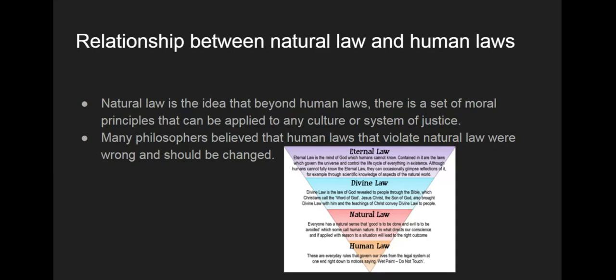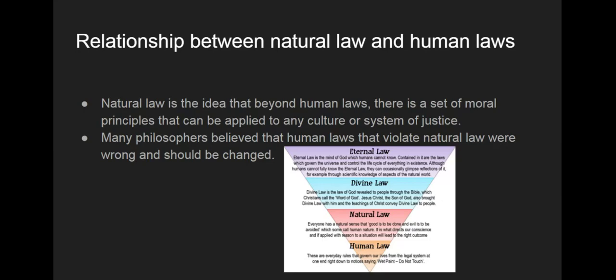In other words, everyone has a natural sense of what is good and what is evil, and how good should be done and evil should be avoided. It's often referred to as human nature instead of natural law. And it's what directs our conscience if we have to make a choice or reason in a situation about right or wrong. Now, many philosophers believe that human laws often violate natural law and that often human laws are wrong and need to be changed.